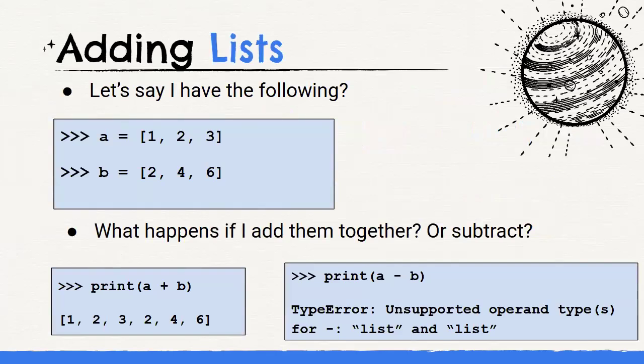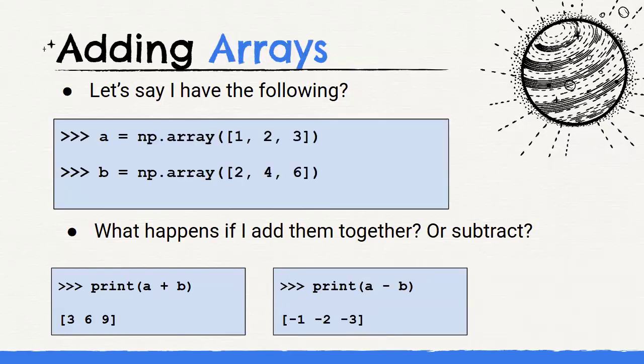Over here, you have 2 normal lists that are not np arrays being defined, and when we add them, we get 1, 2, 3, 2, 4, 6, which makes sense because we're basically just concatenating the 2 lists that you've defined, and you can't really subtract because you can't eliminate a list.